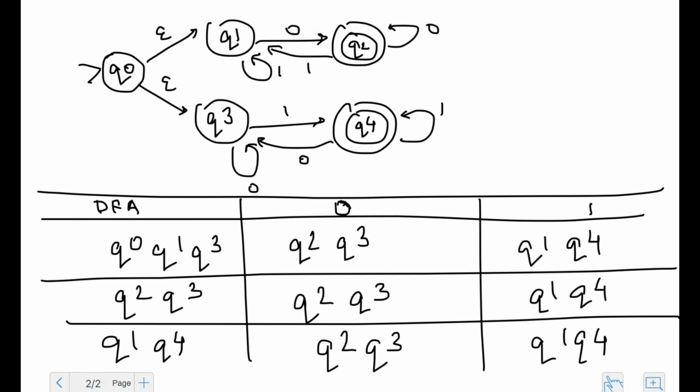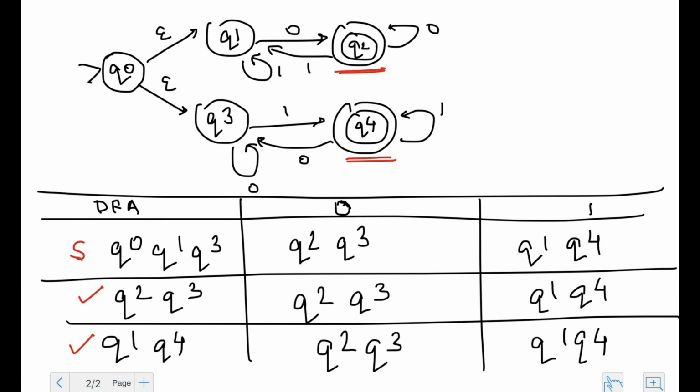All that's left is to determine the final states. My final states here were Q2 and Q4. So wherever I have Q2 or Q4, I'm going to make that a final state. So this is going to be a final state, and this is going to be a final state. And this is of course my start state, which is Q0, Q1, Q3. So this is how we convert NFA to DFA. I hope all of this is clear.